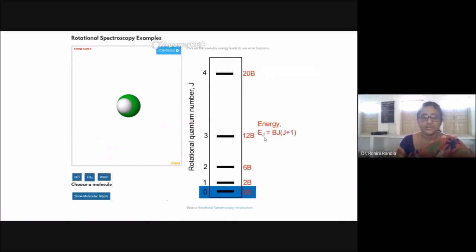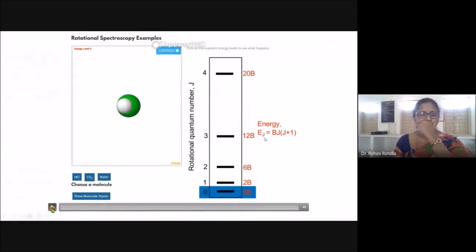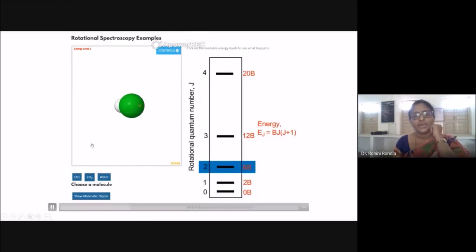And here you can see one video. See, this is an HCl molecule. Look, see this HCl is rotating in the second level. Please observe this. HCl is rotating in the second level, the second rotational energy level.